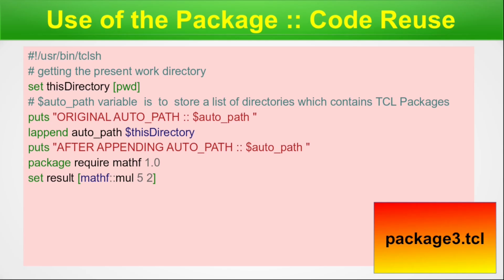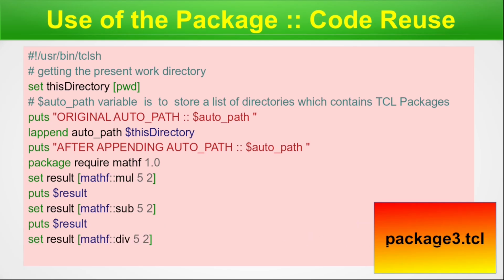Here we call the multiply function from that package mathf and we give the two arguments 5 and 2. Then we print the result. In a similar way we call the subtraction with two arguments and print the result. In a similar way we call the division function with two arguments and we print the result. So this is our code. Our code is done. Let's move on to the next slide to see what output we get.